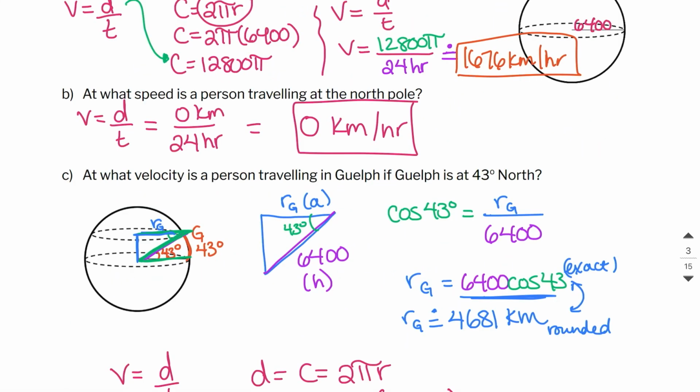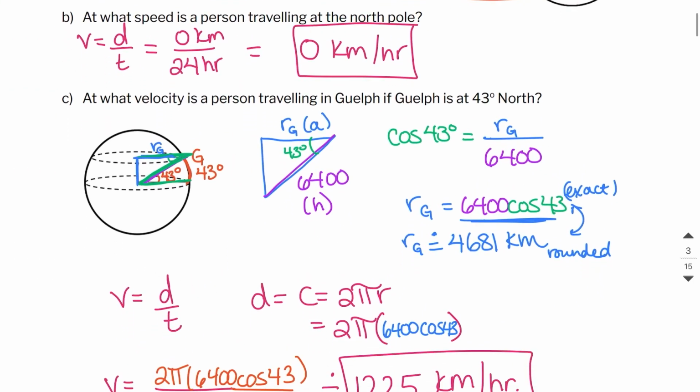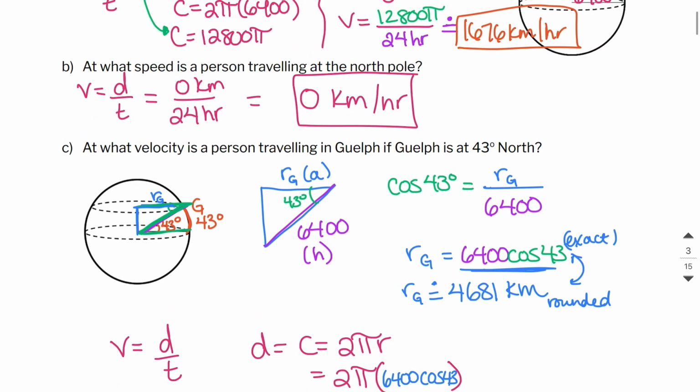If you're at the North Pole, you have no distance to cover. So if you're all the way directly at the top of the sphere, your velocity would have to be 0. These are all examples of linear velocity.